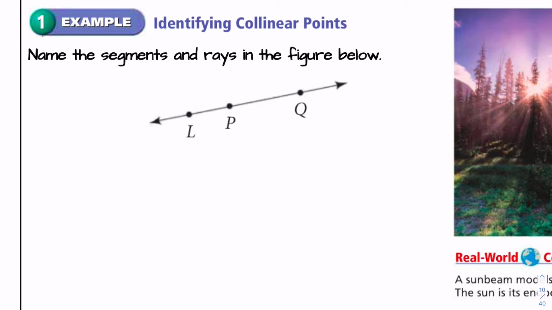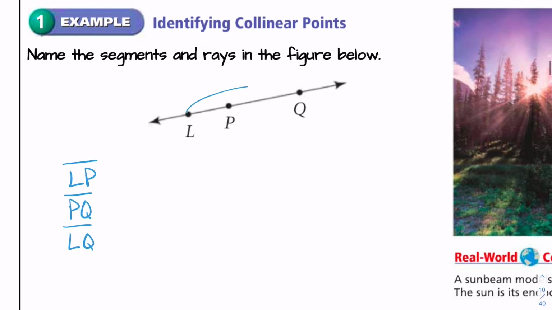Okay. Segment LP, segment PQ. Don't forget segment LQ. It can be all the way from here to here. That's a segment. We can also write the flip of it: PL, QP, and QL. Now, these are not unique, but they are repeated segments.